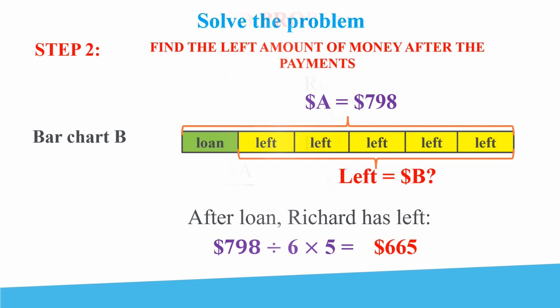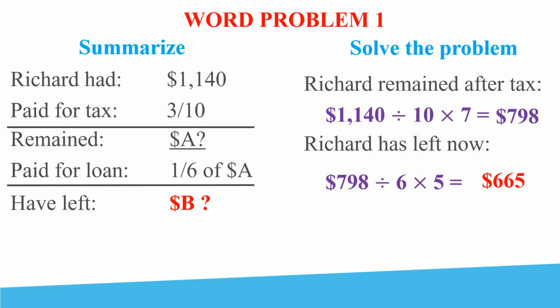Okay, now let's do a quick recap. So here, as you can see, you have the summary. Everything with the information that we have, and what do we need to find. We have A and B. Now here is the solution.